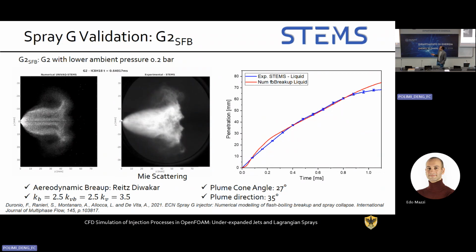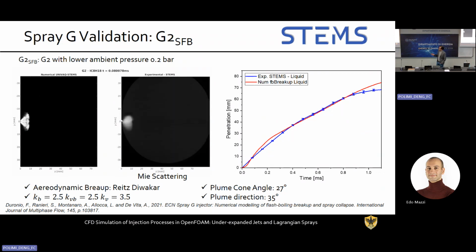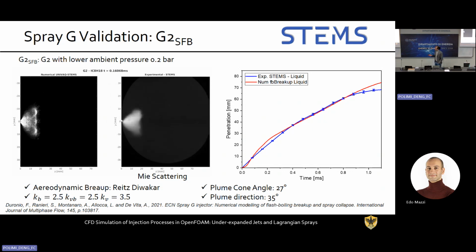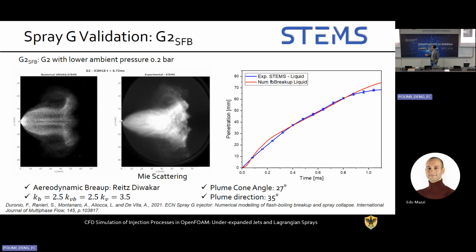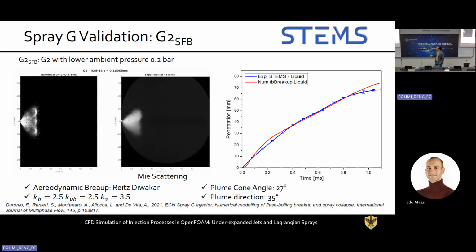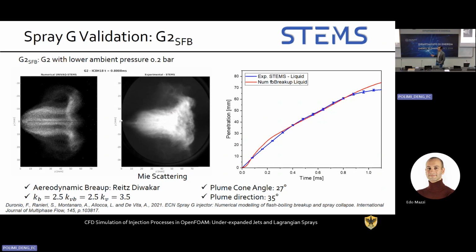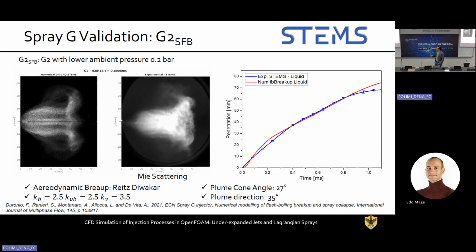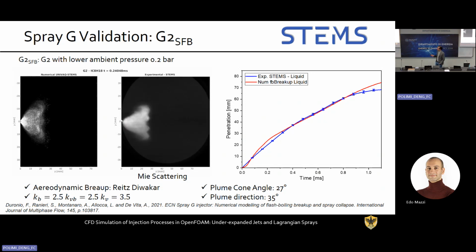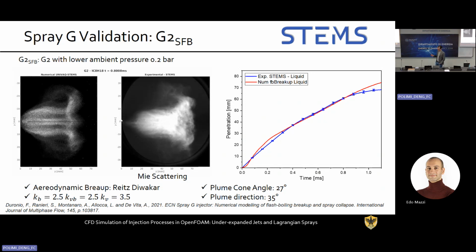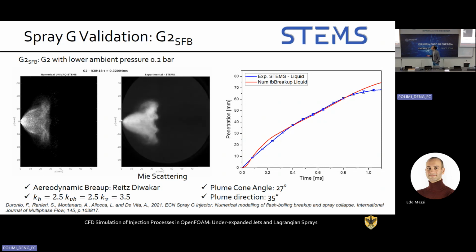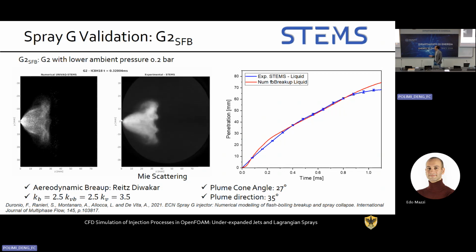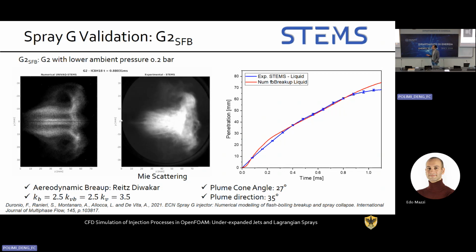This is a G2 condition, but we lower the ambient pressure to 0.2 bar. And this is the Mie scattering acquired at Laboratorio STEMS in Naples. And as you can see, this is isooctane, Spray G, as I mentioned. As you can see, we are able to catch the spray collapse and also the penetration curve. The plume cone angle and the plume direction are basically the nominal ones of the Spray G.